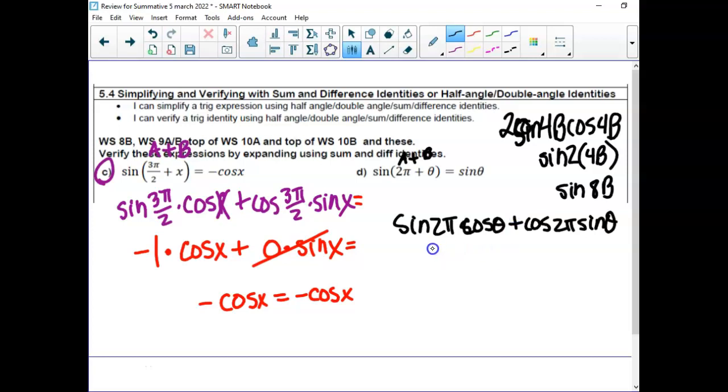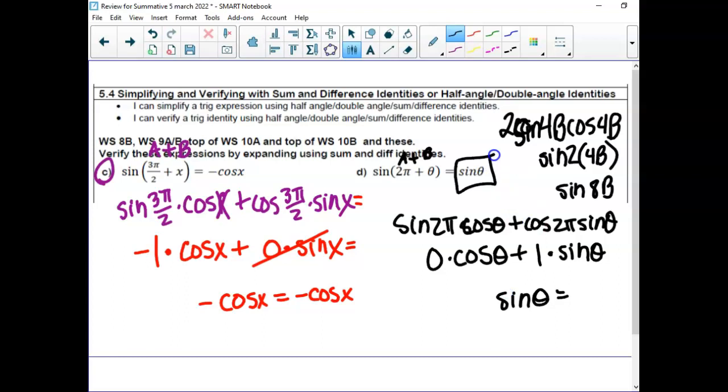What is the sine at 2 pi? Sine is 0. And the cosine is 1, yes? And so what's left is just 1 times the sine of theta, and that is what they had up here on the right-hand side. You okay with those? Not too bad? I hope that I wrote long lines to remind you that you have to expand it out, okay?